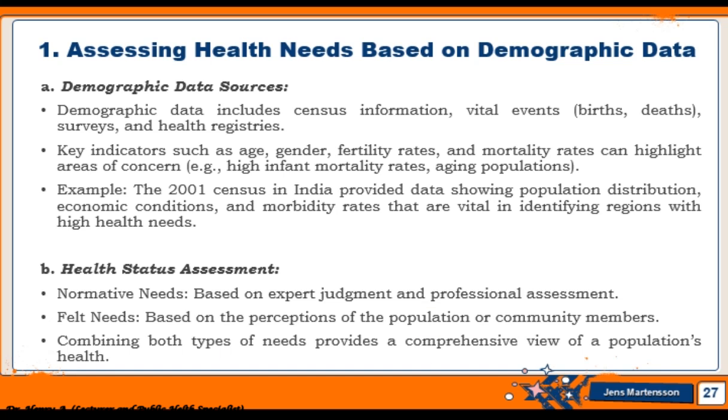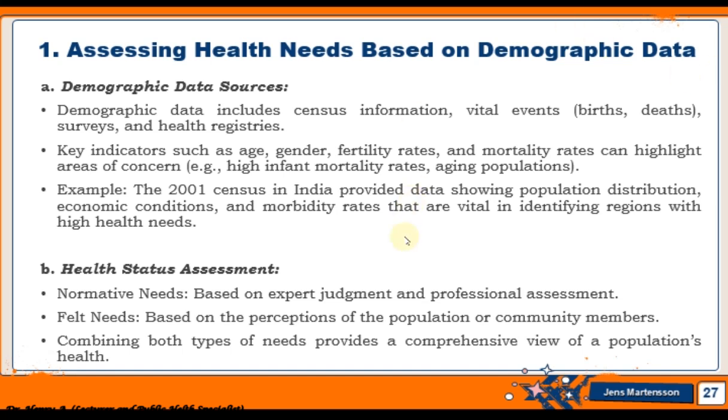For example, in India, the 2001 census revealed significant differences in health outcomes based on geographical and socioeconomic factors. For example, we have some regions that had a high rate of maternal mortality and poor access to healthcare services, while some other regions didn't have the same problem. And the data that was gotten in the 2001 census highlighted areas of urgent need for maternal health services and healthcare infrastructure improvement. And the government swung immediately into operation, addressing that disparity.